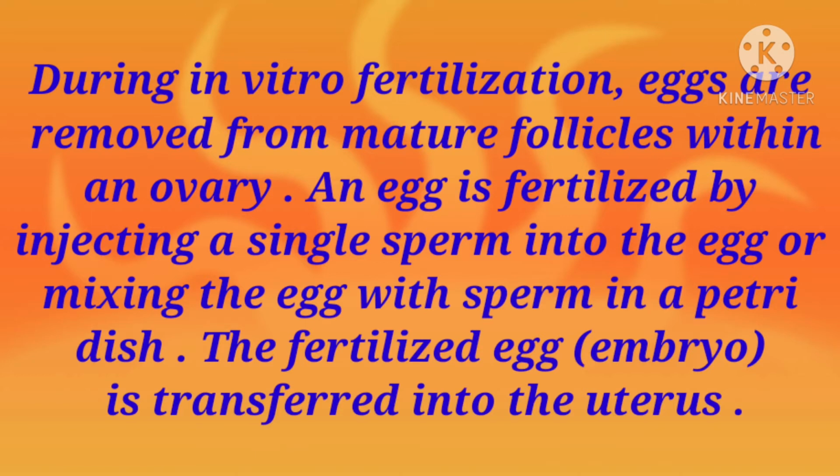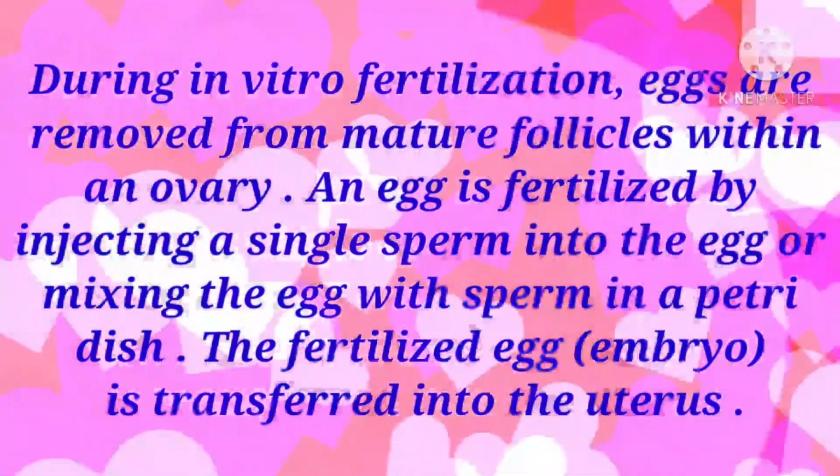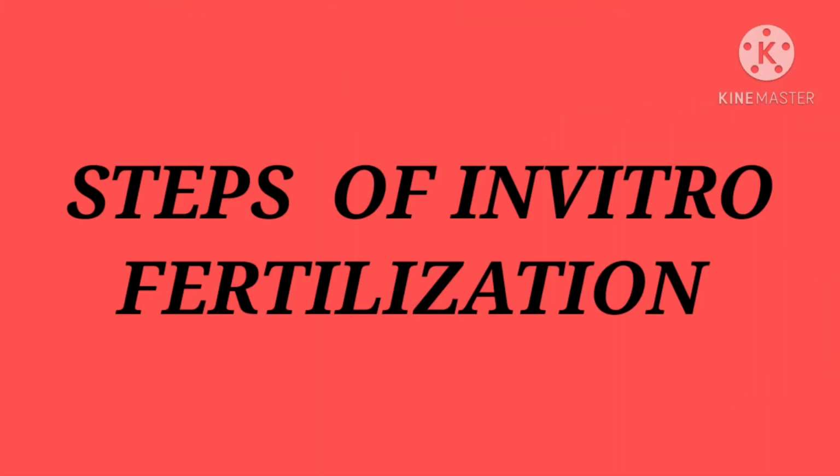During in vitro fertilization, eggs are removed from the mature follicles within an ovary, and for this, injection of follicle stimulating hormones is given. Then the egg is fertilized by injecting a single male gamete into the egg or by mixing the egg with the sperm in a petri dish. The fertilized egg is transferred into the uterus for further development.